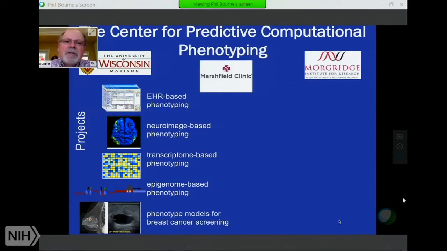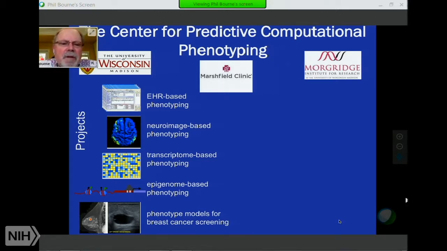So that was just an example. There's no learning there, it's just looking exactly at what's in the record. The question is, can you learn from what is in the record? And that is the objective of one of the BD2K centers that we're funding. It's called the Center for Predictive Computational Phenotyping, which is led by Mark Craven at the University of Wisconsin.